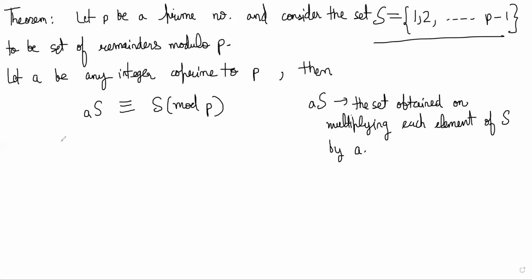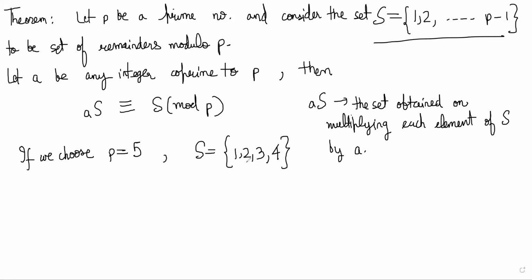So let's take an example and try to understand what this really means. If we choose P to be 5, let's say P is supposed to be a prime number, P is 5, then my set S is 1, 2, 3, and 4, right? Let's choose another number which is co-prime to 5. We can choose any number which is co-prime to 5.